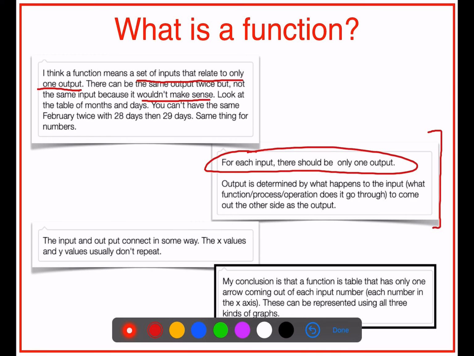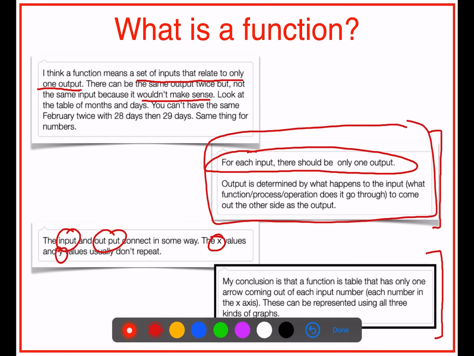So in the next slide, we're going to focus on this one a little bit here. The input and output connect in some way. So again, with our input, output, X values, Y values, and then going back to this definition, which I really, really liked. So I just want to highlight here and here. For each input, there should only be one output, and the output is determined by what happens to the input. So what the function, process, or operation that it goes through.